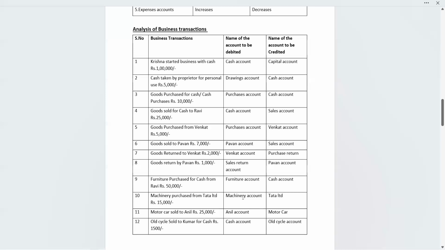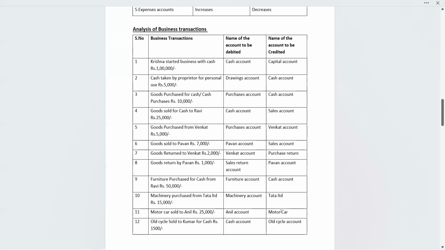Credit side. In missionary, does it come in or go out? It comes in. Which side do you enter? Debit side. Motor car sold to Anil. Your company will sell the motor car to Anil. Anil is a receiver. Receiver, which side? Debit side. In the motor car, if you sold it, that is the sale. Sales, which side do you enter? Credit side.